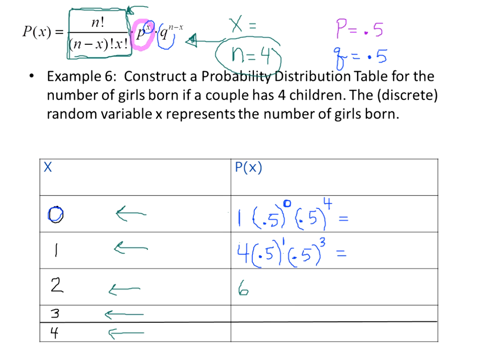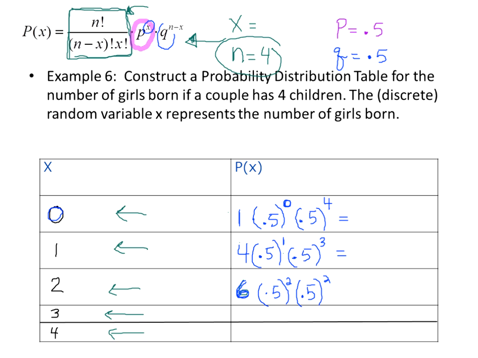Okay, try to clean that up as well. So for 2 girls, we know that that can happen 6 times. And so with 2 girls, we have the probability of getting a girl. We have 2 of them, so that's your exponent. The probability of not getting a girl is still 0.5. And that we have 2 boys. If we have 2 girls, we have 2 boys.